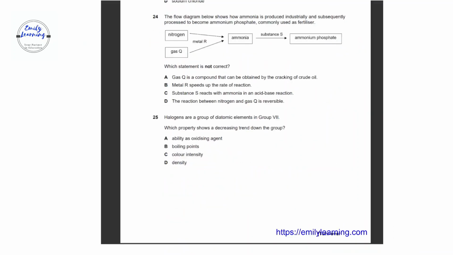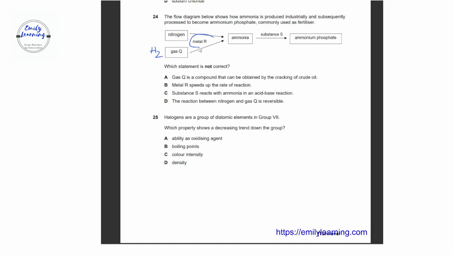Now I want to go through question 24. In question 24, you're given the flow diagram below, which shows how ammonia is produced industrially and subsequently processed to become ammonium phosphate, commonly used as a fertilizer. You have nitrogen plus a gas Q with a metal R, and you form ammonia. Ammonia is formed from the Haber process from nitrogen and hydrogen. So the gas Q is hydrogen.